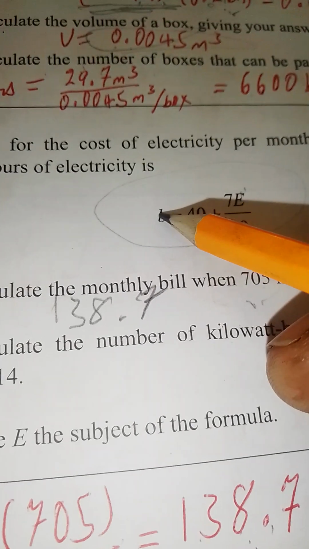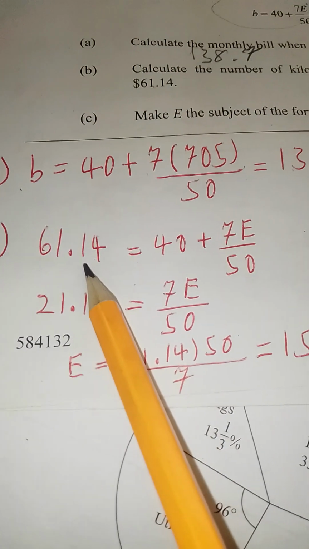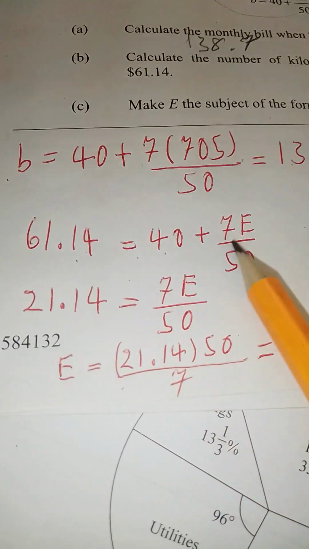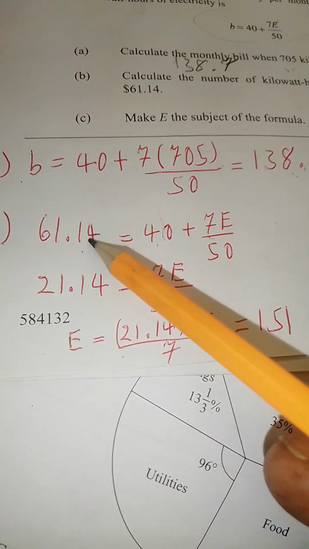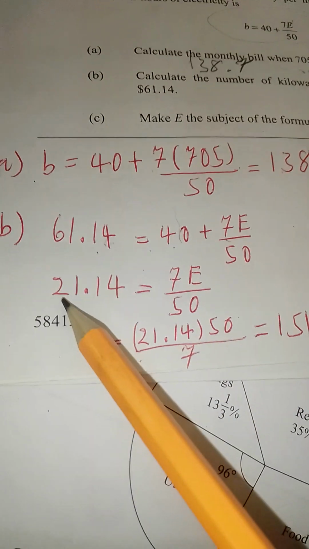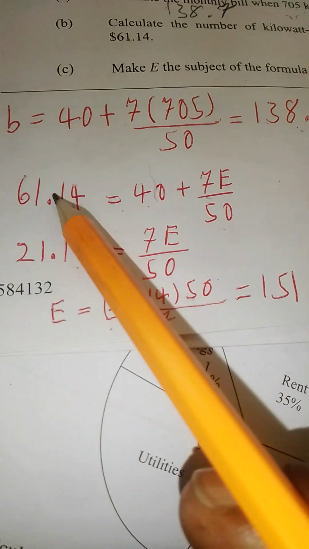Good. Now it says for part B, calculate the number of kilowatt hours used when the monthly bill is $61.15, right? So this is 61.15. So I'm going to plug that in. It is equal to 40 plus 7E over 50, right? Bring the 40 over, and it becomes a minus. You get 21.15. Multiply by 50. See? I'm going to multiply, see?